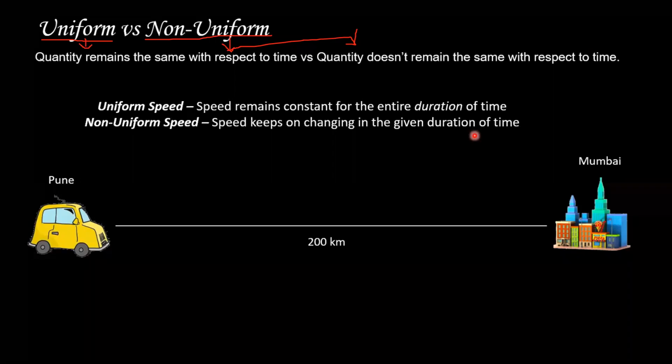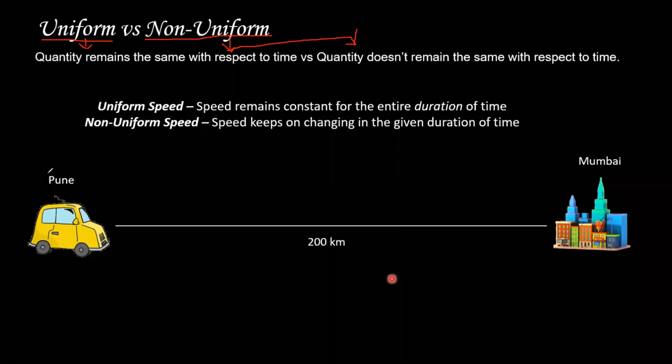Folks, see, it's pretty straightforward right now. Uniform speed is nothing but speed remaining constant for the entire duration of time. And non-uniform speed is the same, but speed keeps on changing in the given duration. So you may be asking, Bhaiya, what does it mean?